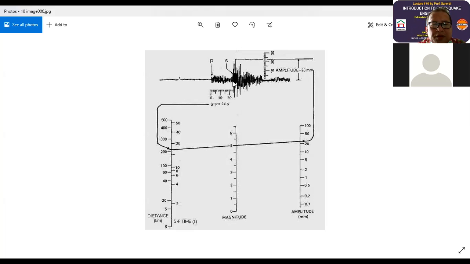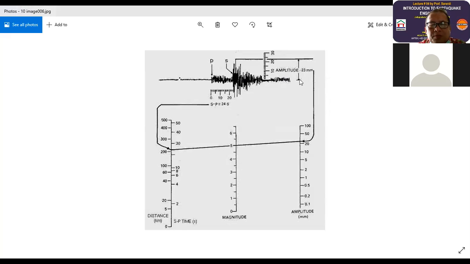So for example here, from the P wave to the S wave, there is an interval S minus P equal to 24 seconds, and we put it here in the nomogram, 24 here. So the distance is about 210 kilometers.